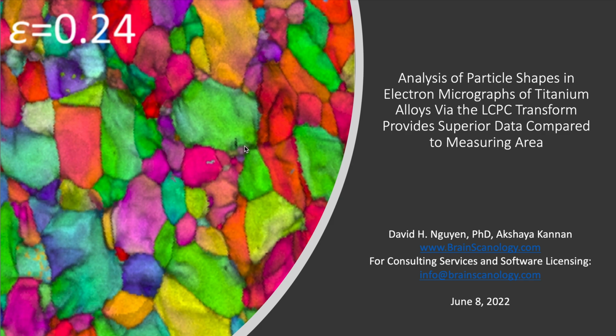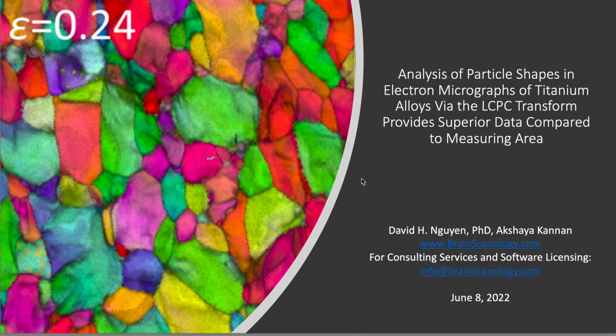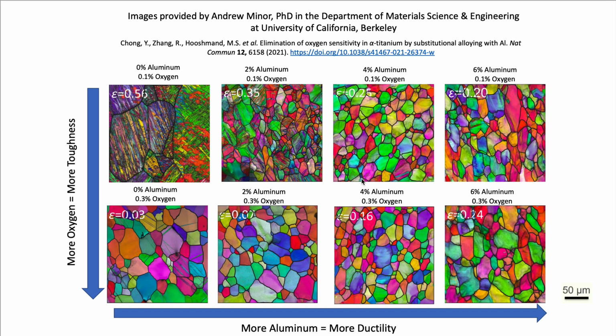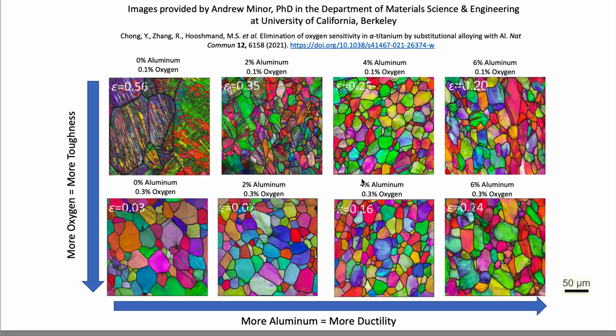So in this pilot study, we applied the LCPC transform to analyze particle shapes of titanium alloy crystals. These images were provided by the lab of Andrew Miner at the University of California, Berkeley. In this study, they mixed aluminum and oxygen into titanium. They tested the effect of different concentrations of oxygen, which increases the toughness of the titanium, and they also increased the concentration of aluminum, which increases the ductility of the titanium.